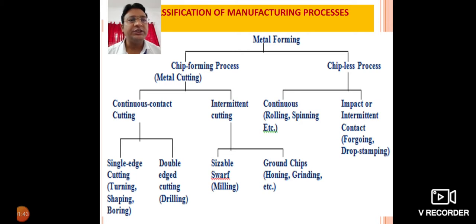Now chip less processes: rolling, spinning, forging, drop stamping. We know what we mean by forging; we have already done forging. What does stamping mean? Stamping means we are going to produce coins with that. So there is no cutting of the material. There are no chips formed, and the material is not removed. The same goes for forging. We have seen hot forging, cold forging, so many types of forging in manufacturing processes. Again, in that there is no need to cut the specific metal. So these are non-chip forming processes. Basically, processes are classified into chip forming and non-chip forming.